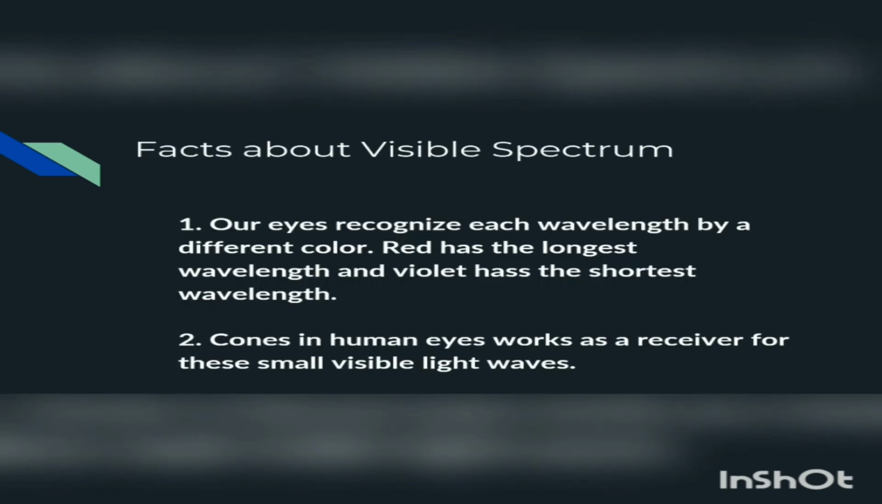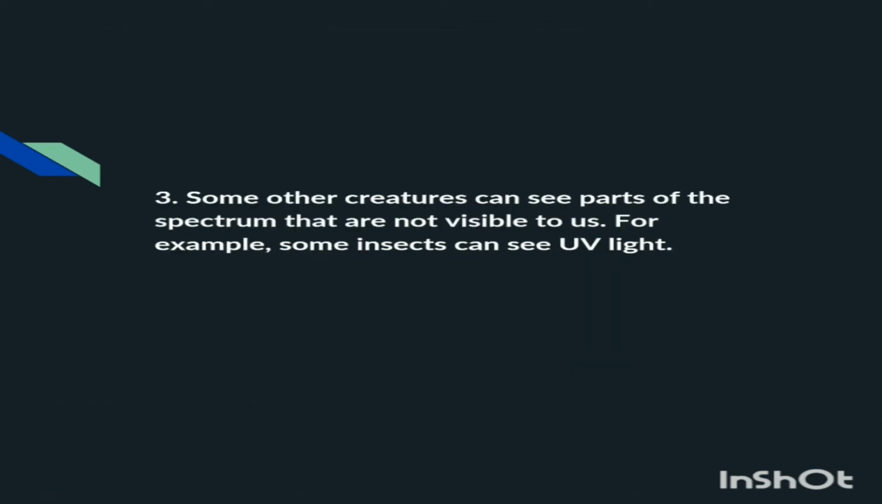Facts about visible spectrum. Our eyes can recognize each wavelength by a different color. Red has the longest wavelength and violet has the shortest wavelength. Cones in human eyes work as a receiver for these small visible waves. Some other creatures can see parts of the spectrum that are not visible to us. For example, some insects can see UV light.